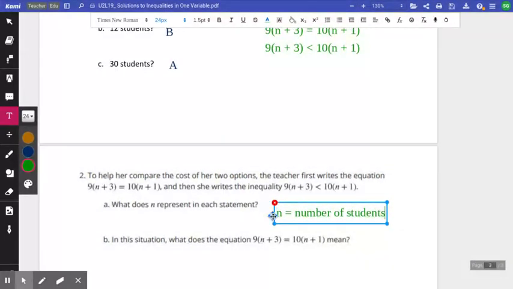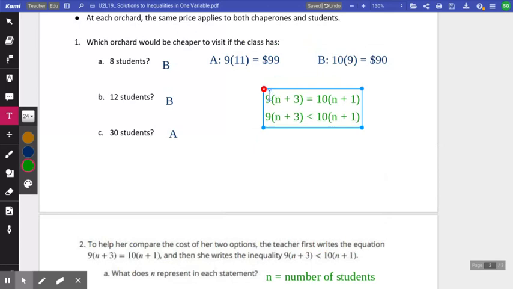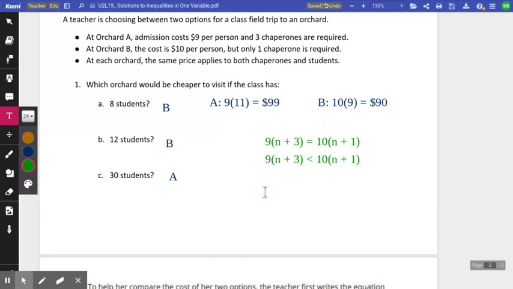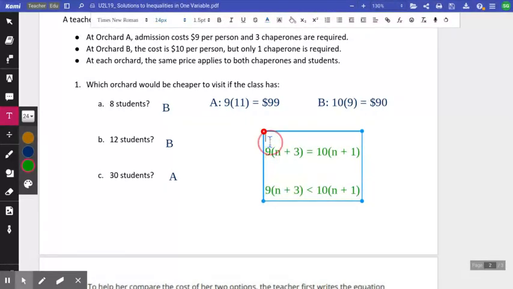The second question here says, in this situation, what does the equation mean? We've got this equation right here on top. What is that equation describing in this situation? Well, we saw from earlier that left side of the equation is representing Orchard A. That right there represents Orchard A, specifically the total amount of money you spend there. Remember earlier when we did that math, we got that $99. So it represents that total cost of Orchard A.